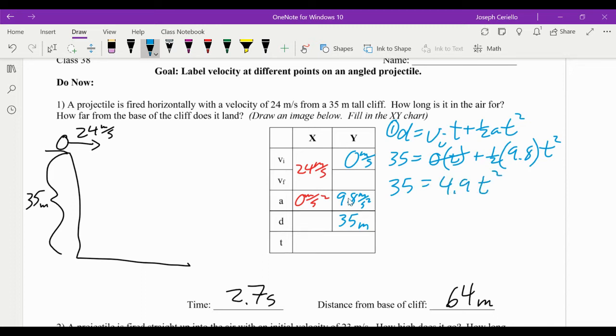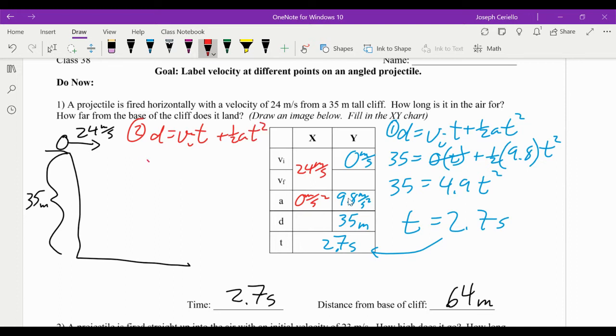Divide both sides by 4.9, take the square root of both sides. You should get that t is 2.7 seconds. So that goes right over here. So that is our time for both the x and the y. So now the distance from the cliff, that is our x distance. All right. So we can use the same equation if we like, or we can use v equals d over t. Either one will work. So let's do the same equation, but now we're in the x direction, just to show that it is different.